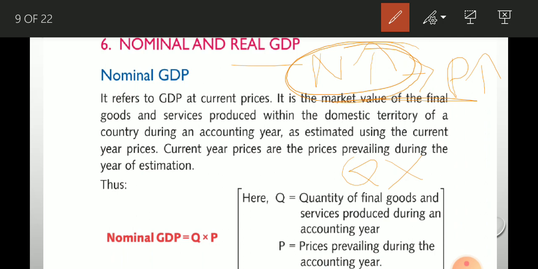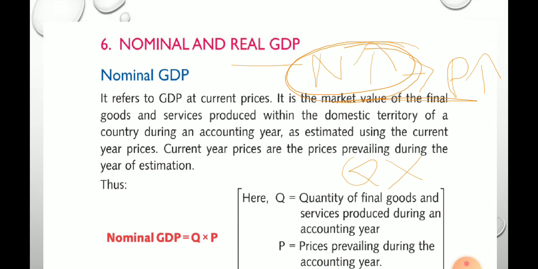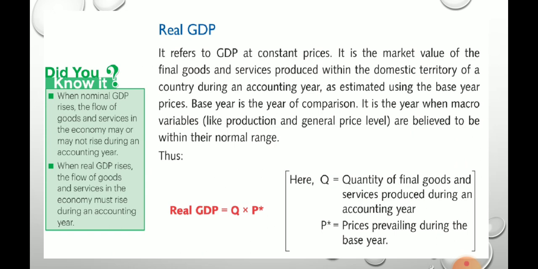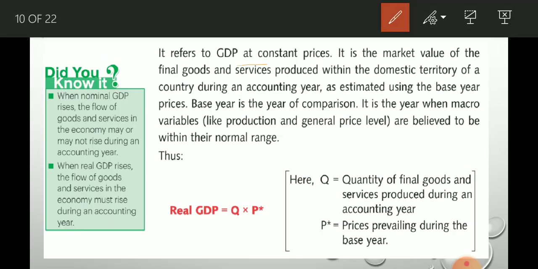Nominal GDP does not eliminate the effect of change in price. So that is why we require the concept of real GDP. Let us understand it. What is real GDP? When GDP is calculated at constant price, then it is known as real GDP. In the same way as the definition of GDP MP, add this line: estimated using the base year. Constant price is known as base year price.